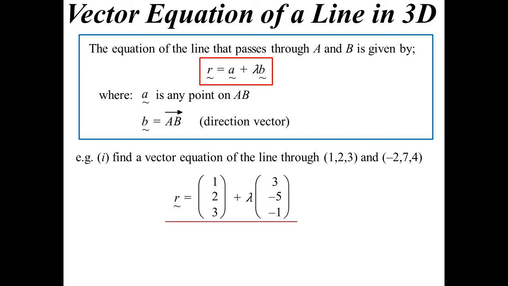Again, I can just write it straight down. I need any point, now I need the direction vector. How did I get it so quick? Whilst it's not slope, I can still use the idea of difference in the x values, difference in the y values, but now also difference in the z values. So I looked at it and I went, 1 minus minus 2 is 3, 2 minus 7 is negative 5, 3 minus 4 is negative 1, and that gave me the direction vector that I was looking for.